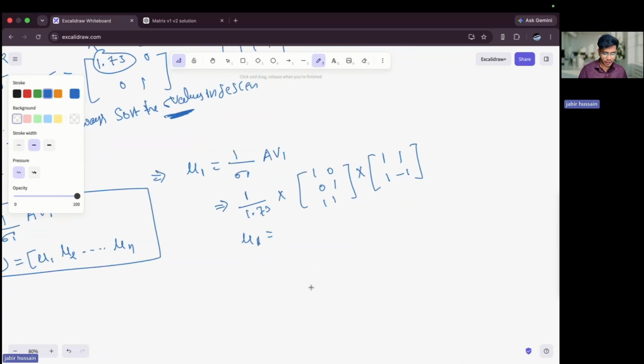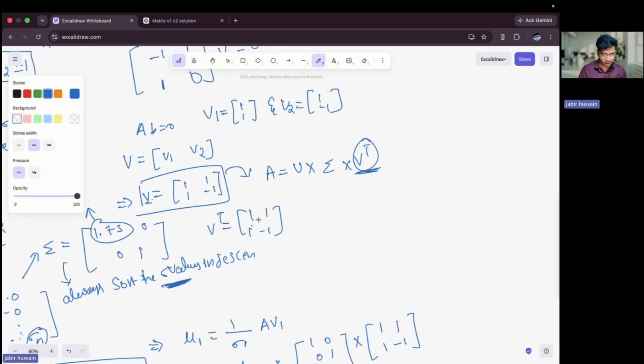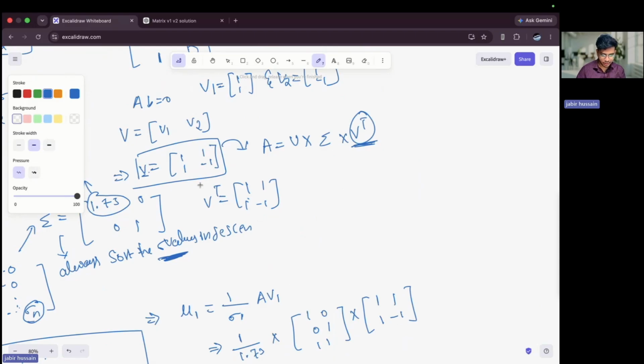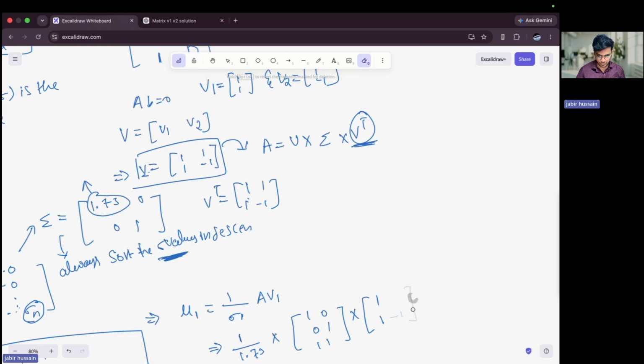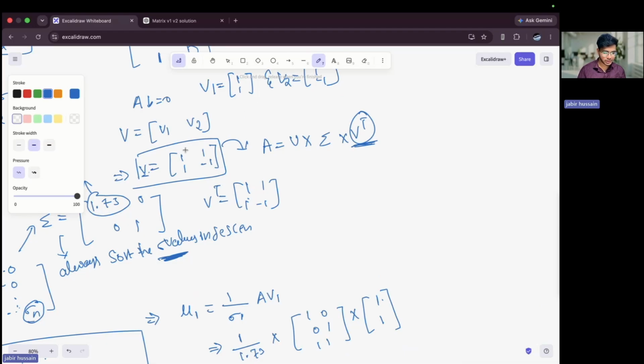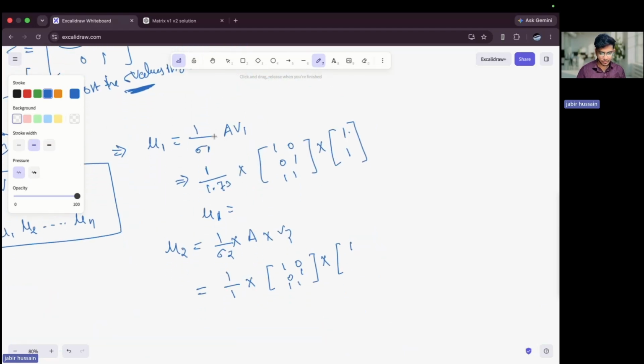Okay, let's see what is u1, and similarly u2 as well. So u2 is equal to 1 divided by sigma 2 multiplied by A multiplied by v2. So it will give you 1 divided by 1 multiplied by 1 0 0 1 1 1 multiplied by 1. Here we got v1, right? Sorry, here we should take only v1. So let me erase this. Because v1 is this, v2 is this. So here 1 minus 1.